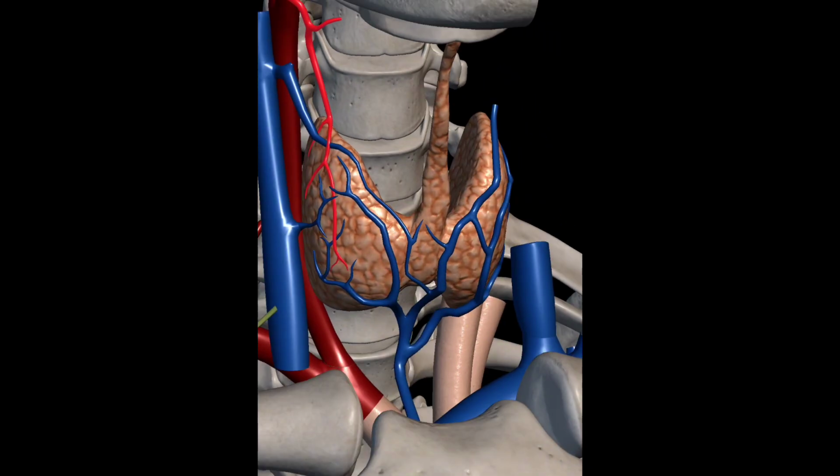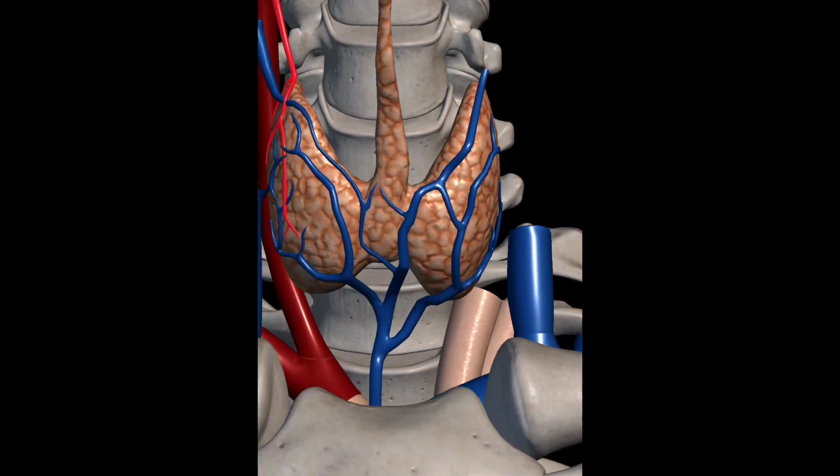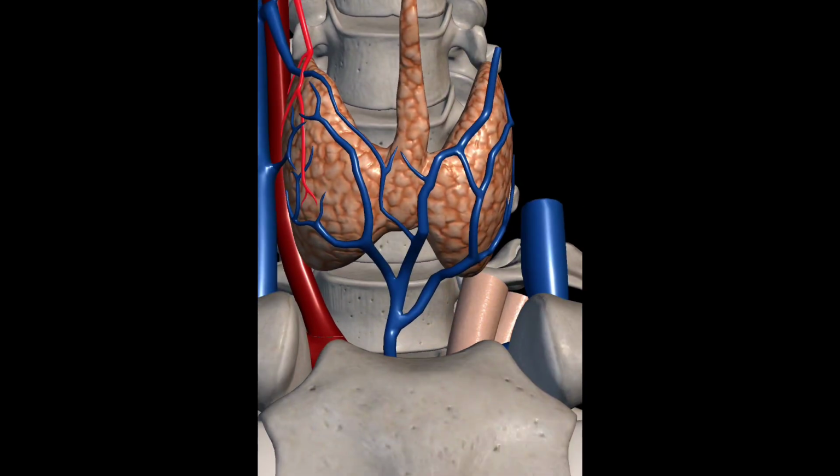Now if we talk about the venous drainage, I want you to see there are three veins. There are the superior thyroid vein, the middle thyroid vein, and the inferior thyroid vein.